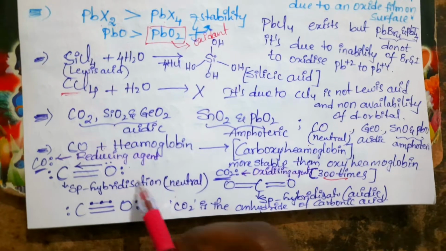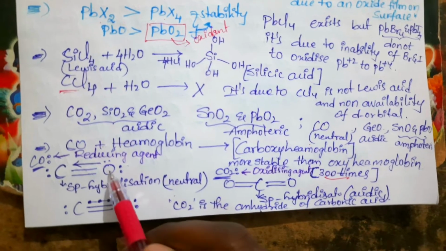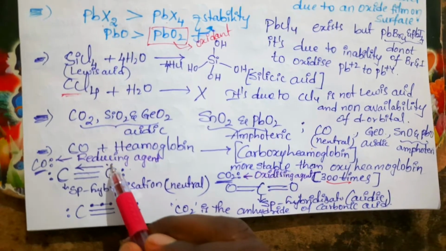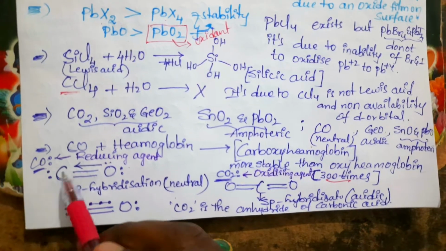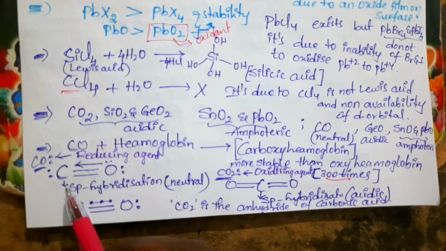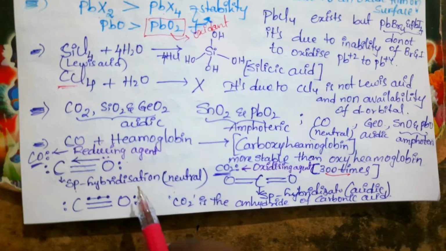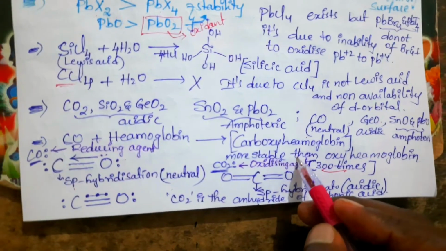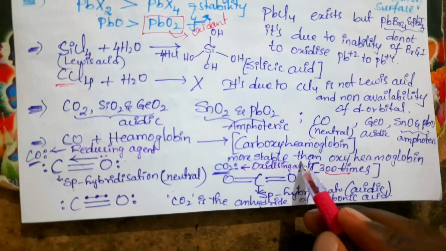Now you can see the structure of carbon monoxide. In carbon monoxide, a dative bond is present from the oxygen atom to the carbon, and carbon participates in sp hybridization. It is a neutral oxide. Carbon dioxide acts as an oxidant.